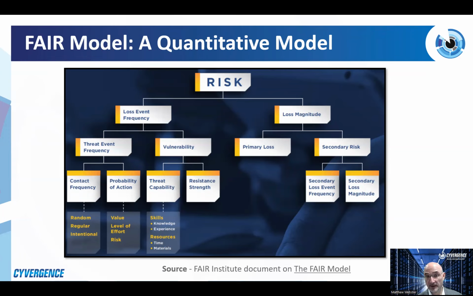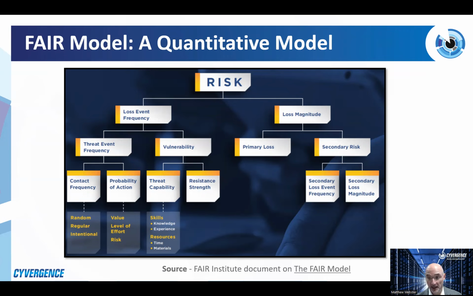And then underneath that, you've got the threat capability. How strong is that threat compared to the resistance of the company? And that's a really big factor to take into account. There's threat event frequency, the contact frequency versus the probability of action, and trying to put all these things together. There's loss magnitude, the primary loss versus the secondary loss. So let's say we're dealing with a website, and if it goes down for an hour, that's going to be a loss of $2 million.